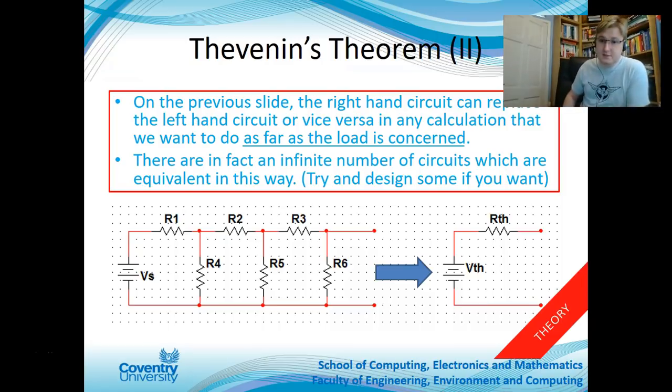So basically, as far as the load's concerned, it could be any circuit that you wanted. If you get bored, you can create a variety of circuits. You can try building them yourselves, or simulating them in Multisim, so you can have a go at this. So this is a circuit with R1, R2, R3, R4, R5, R6, and you could turn that into just one supply, which could be called the Thevenin voltage VTH, and a resistance R Thevenin, RTH. So you can convert it from one form into the other.